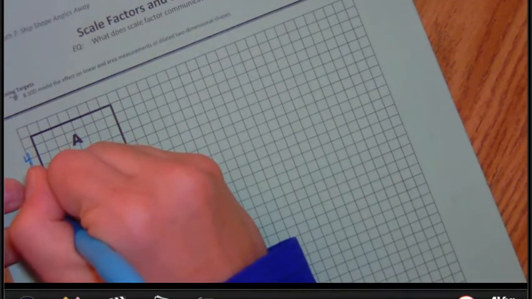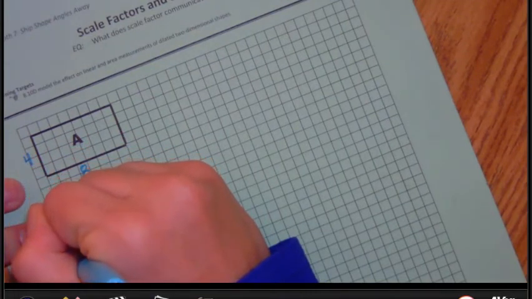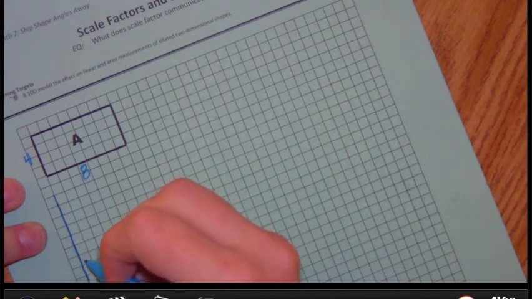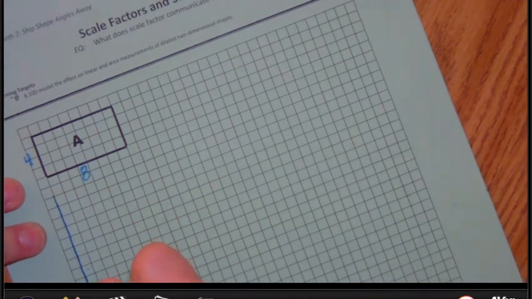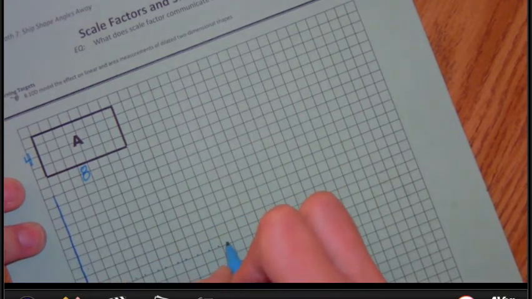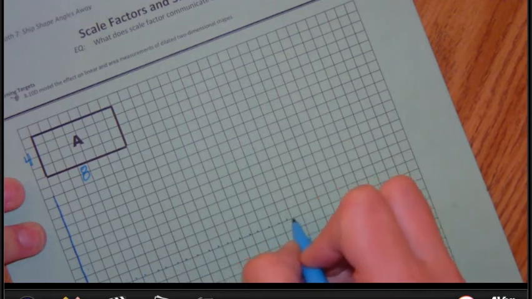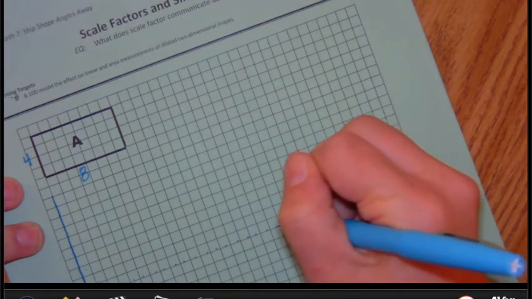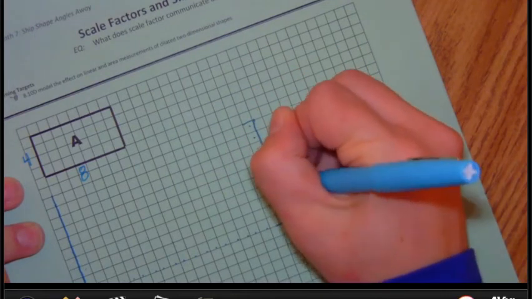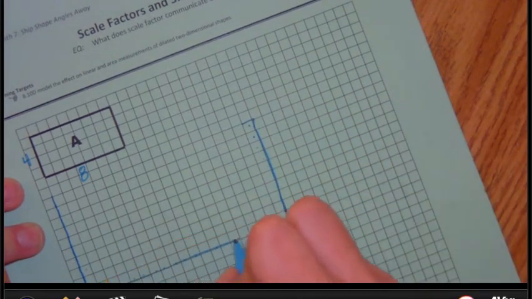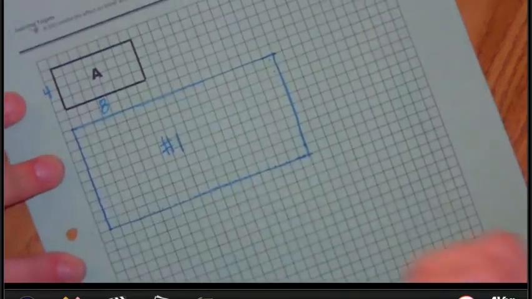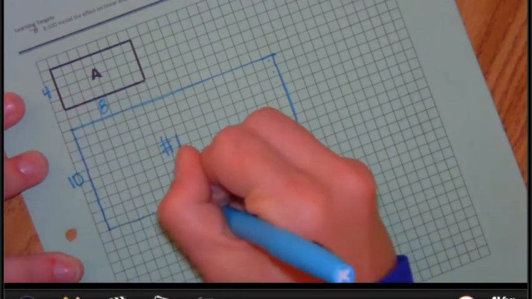It's 1, 2, 3, 4, 5, 6, 7, 8, 9, 10. And I'm going to go to 20. Then 10 in here. Label it number 1. So I now have a 10 by 20.